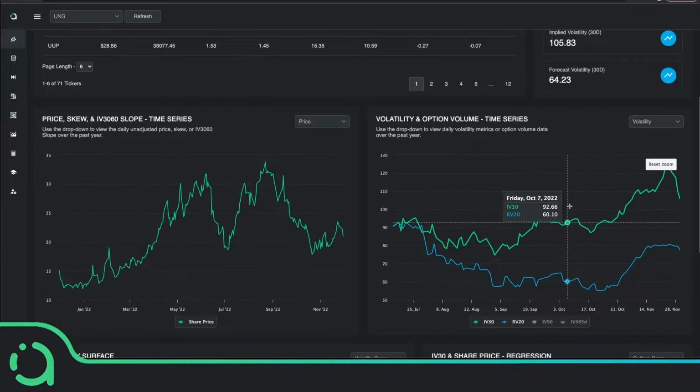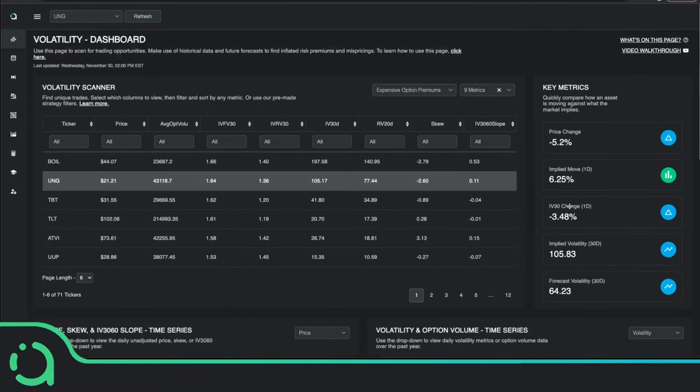So the next thing I'm going to do is move on and take a look at the key metrics box, which is just to the right of the volatility scanner. What I really want to look at here is the implied move one day versus the price change today. I want to see stocks that are actually moving less right now than what the market is implying they should be moving right now. And the reason for this is it means if we were in this position already, we would be making some money right now.